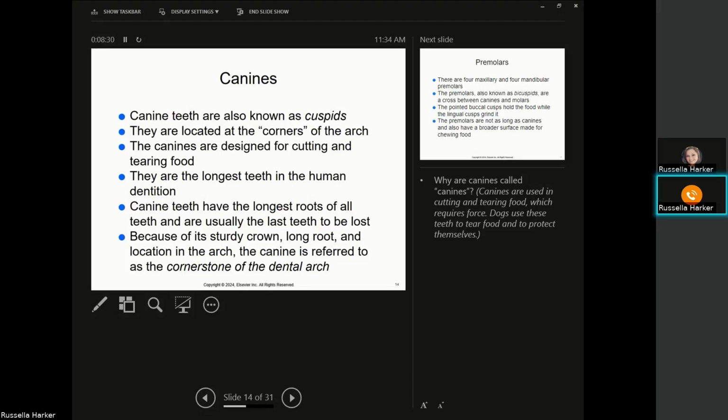They give definition to our mouth. If those canines are lost, that's when you see people's mouths caving in a little bit and they lose the structure to their face. That's because those long, strong-rooted canines are gone. Because of its long, sturdy root, it's, like I said, referred to as the cornerstone of the dental arch. So we try to keep those at all costs.